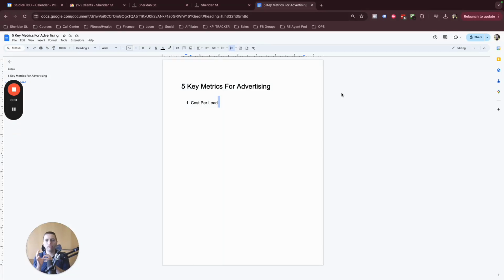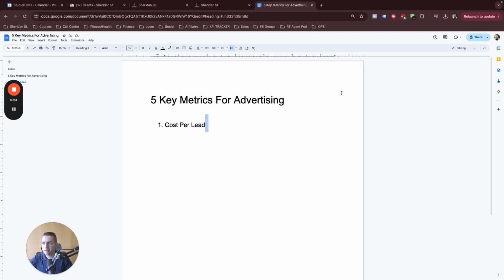There really are 5 key metrics that we need to track in advertising in order to run profitable ads. So in the last videos, I walked you through the theory behind advertising, and the framework of the things you need to consider in order to create profitable ads. But on the back end, what are the 5 key metrics for advertising? What are the 5 metrics that you should be tracking?